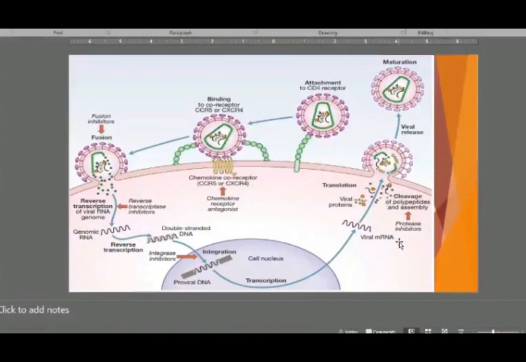So after synthesis from the messenger RNA, the viral proteins and peptides, processed through the protease enzyme, will bind at the surface to produce new infectious viral particles. These will bud from the cell surface, taking part of the host cell membrane to form a new mature viral particle. And then the cycle will repeat itself.